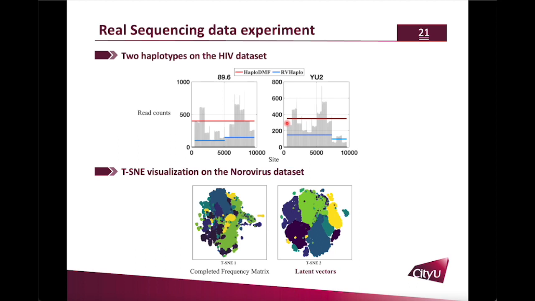And here is the visualization of reads in the norovirus dataset. We use the completed frequency metric and the latent vectors to visualize reads. By using the latent vectors, the color regions have clear boundaries. This shows that the latent vectors result in more accurate clusters.